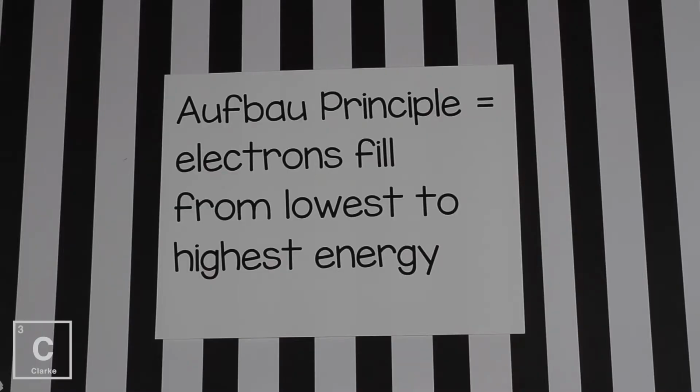Aufbau is a German word that means building from the bottom up. So the Aufbau principle means that electrons fill from the lowest to the highest energy levels. The closest energy level to the nucleus has the least amount of energy. As we go out, there is more and more energy. That's why they hold more and more electrons.